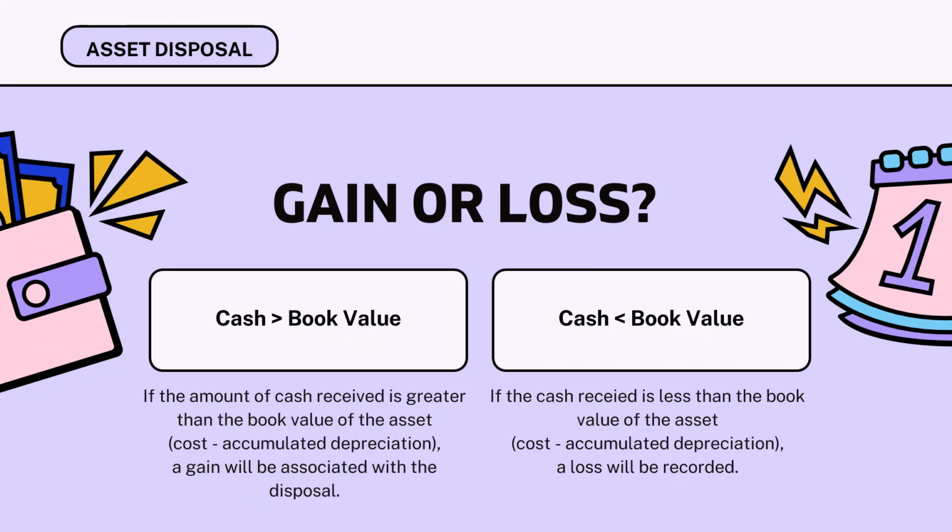So an important thing that we'll need to take into account is whether it is a gain or a loss. A big thing to take into consideration when determining if there is a gain or loss is the book value of an asset. The book value of an asset is the cost of the asset minus accumulated depreciation. In other words, it's the net value of the asset on the balance sheet. So, if we receive cash that is greater than the book value of the asset, a gain will be associated with the disposal. If the cash received is less than the book value of the asset, so cost minus accumulated depreciation, a loss will be recorded.